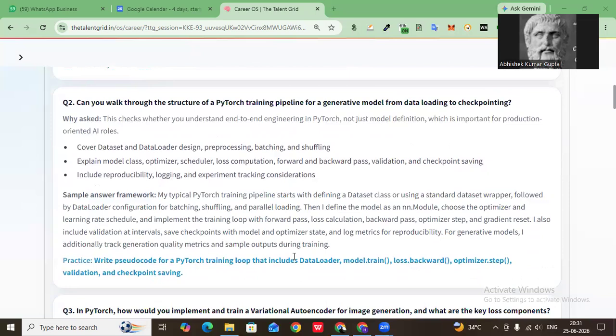Okay, great. The next question is, can you walk through the structure of a PyTorch training pipeline for a generative model from data loading to checkpointing?